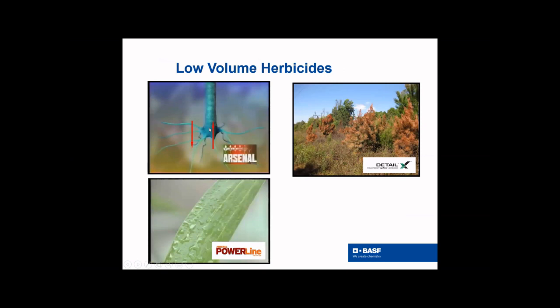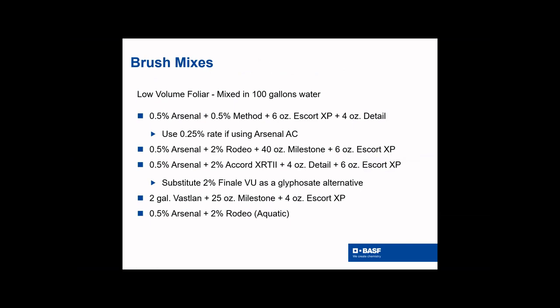So you want a product that will translocate really well. Arsenal is a wonderful product for these kinds of techniques, but again, in some natural areas with a lot of hardwood, it's not going to be the best product of choice. We make a product called Detail, which is really good on controlling conifers. So that might be a better option in some of your situations. So these are some brush mixes, and again, these are not primarily for native areas, but I just wanted to show you some of the kinds of mixes that are out there.